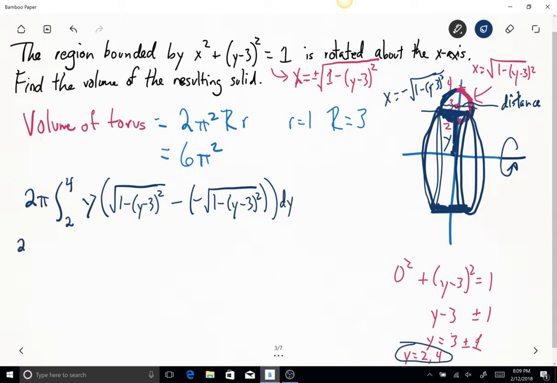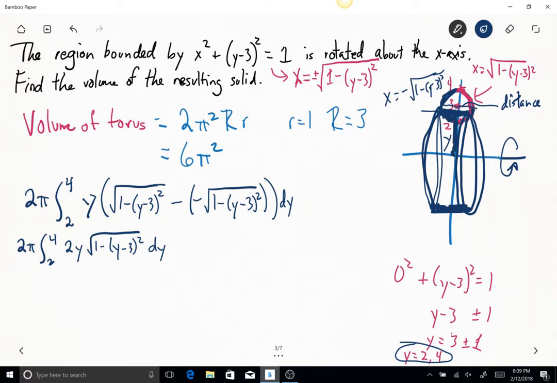Okay, so this becomes 2 pi times the integral from 2 to 4. It looks really nasty right now, right? But if you notice, you go minus a minus, that makes a plus, and they're both the same thing. They're both square roots. So you can write this as 2y times the square root of 1 minus (y minus 3) quantity squared, dy. Okay? So since we have that, hopefully, let me know if there's any questions on that maneuver.